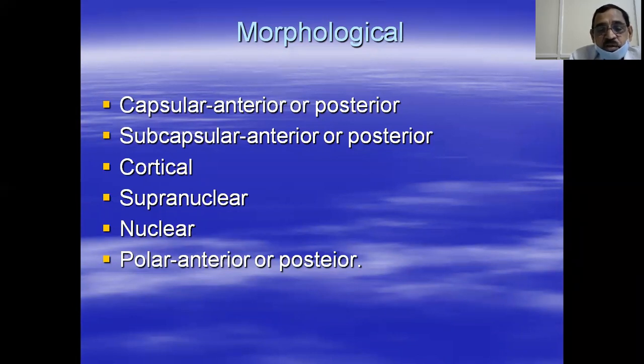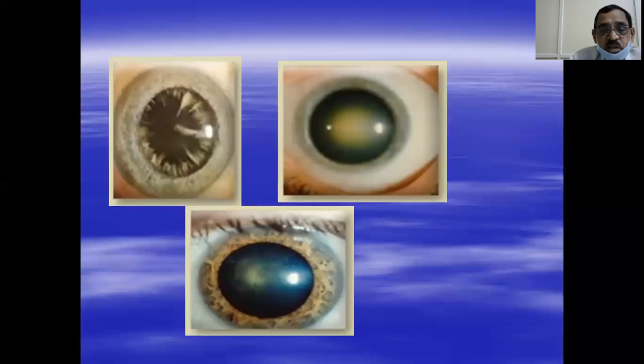And polar cataract, it can be an anterior polar cataract or a posterior polar cataract. The anterior polar cataract and posterior polar cataract are associated with certain ocular anomalies. So you see here the various cataracts.